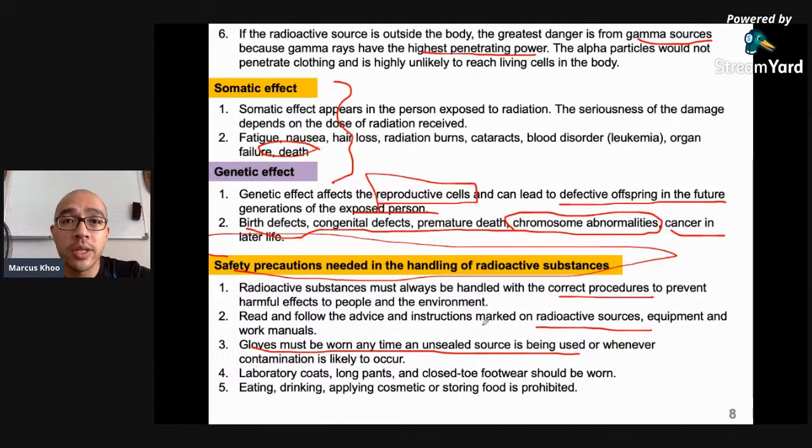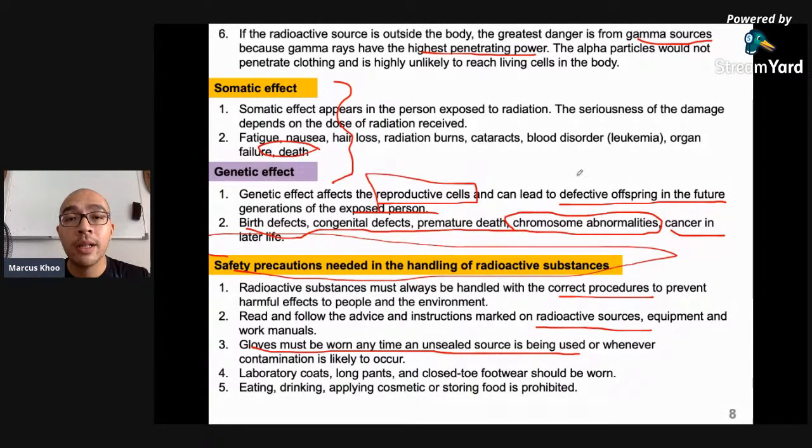Okay, so the lab coat that they use in the nuclear facility, every time you go near the nuclear reactor, you have to wear this lab coat. These are all safety precautions that are usually observed whenever you deal with nuclear energy. Obviously, eating, drinking, applying cosmetics, wearing makeup, and storing food is prohibited. Because the chance of radiation being in the food itself is not good for you.